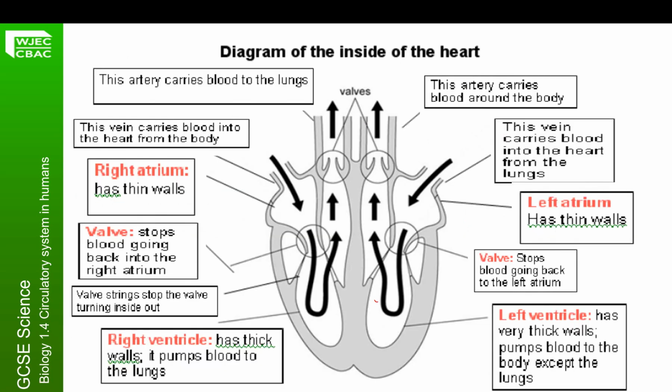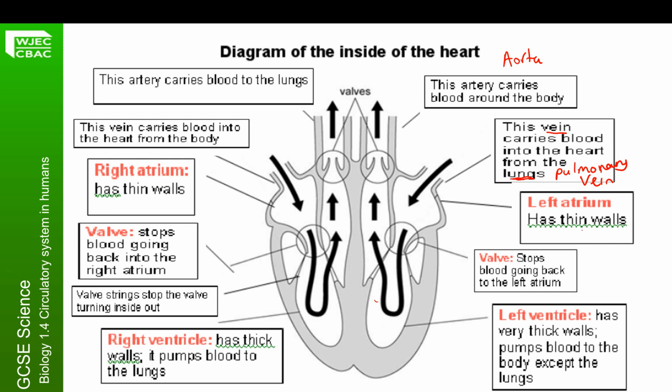So, for the answers then. First of all, we've got this artery carries blood around the body, and if you want to add its proper name on, you can do, for a little bit of help. This vein carries blood into the heart from the lungs, so that should give you a big clue. What's it called? It's called the pulmonary, and it's already told us it's a vein.